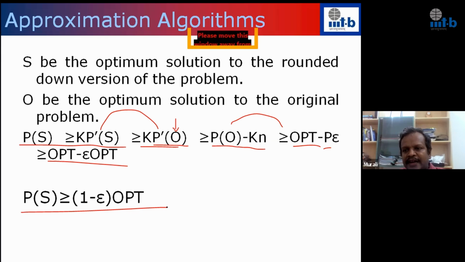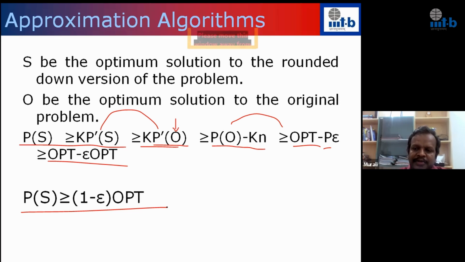Okay, so the idea here is round down. When you round down, the values become smaller. Once you do that, you pick up the items which will give you the maximum profit with respect to the new profits. Whatever items you picked, you go back and pick the same items in the original problem, right? That's the solution.